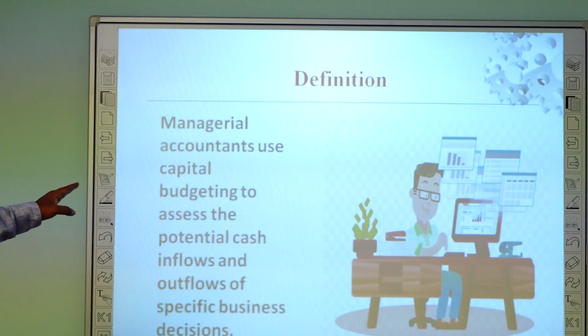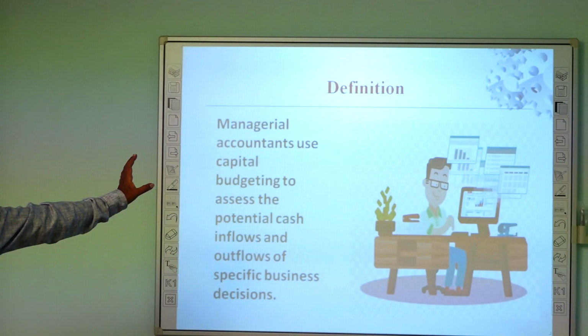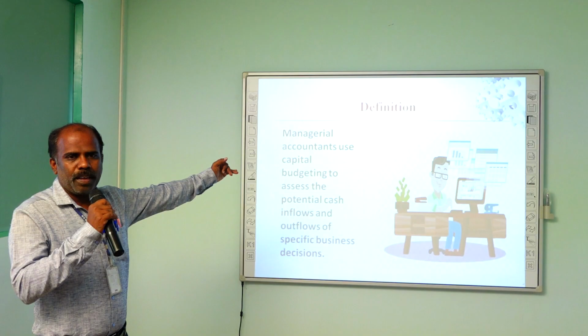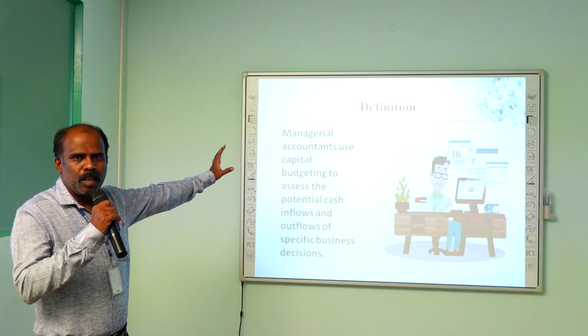Management accounting uses capital budgeting to assess the company's performance related to finance. That is called management accounting. For the purpose of finding out whether the company has normal growth, abnormal growth, or decreasing growth in terms of the financial area, we are using management accounting. As a financial manager, you must observe your company's transactions monthly wise, quarterly wise, half-yearly wise, and yearly wise.